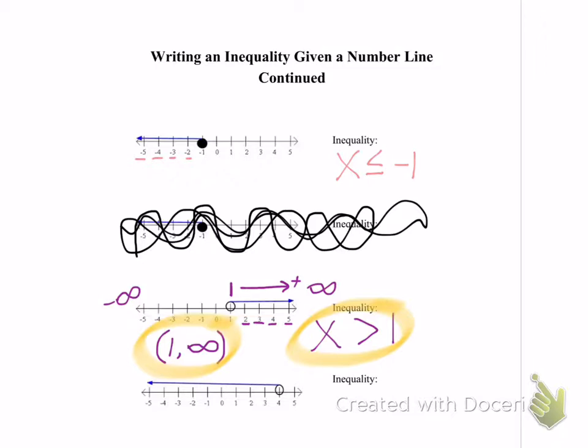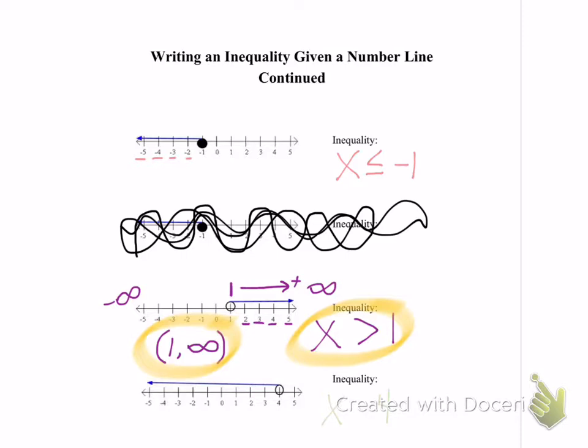Alright, we've got one more left in today's problems. So remember, we're starting with x. I've got x, and then I've got the number that's being used, which in this case is 4. The next thing I've got to figure out is that it's an open circle, so because it's an open circle, that means there's no equal to sign with my inequality.